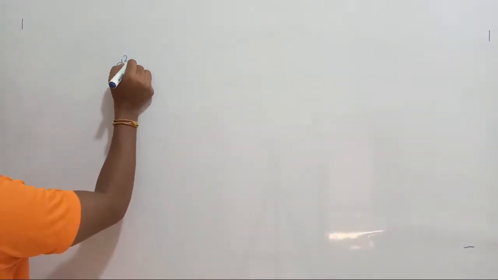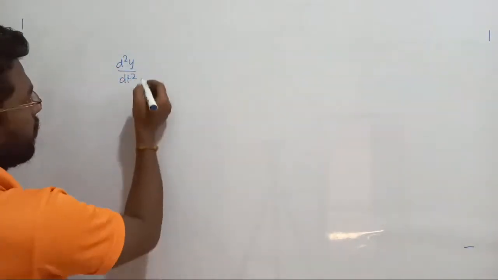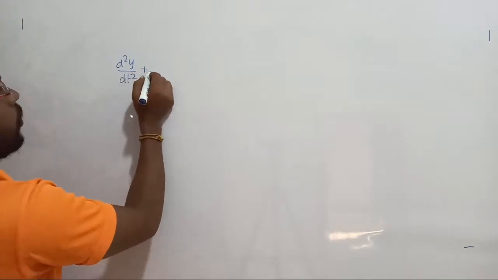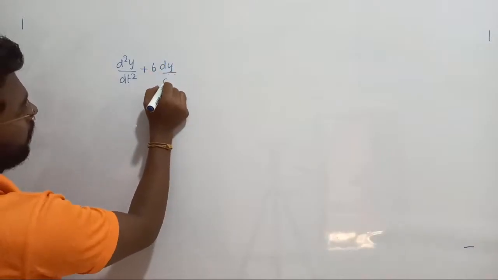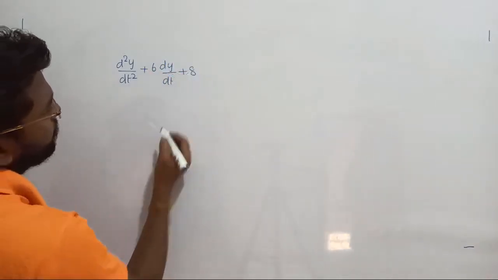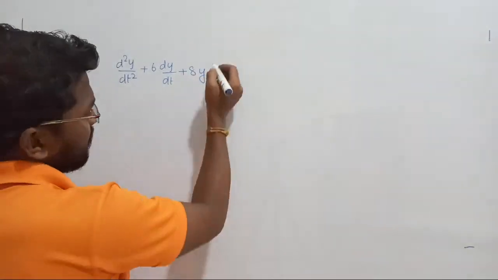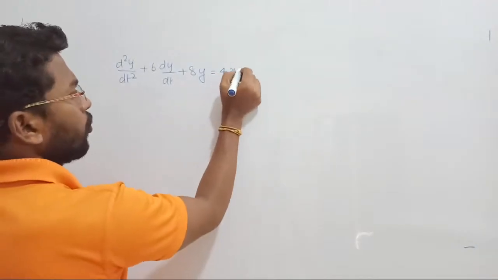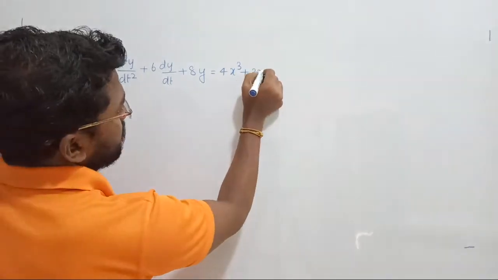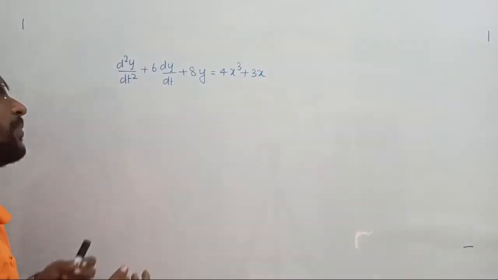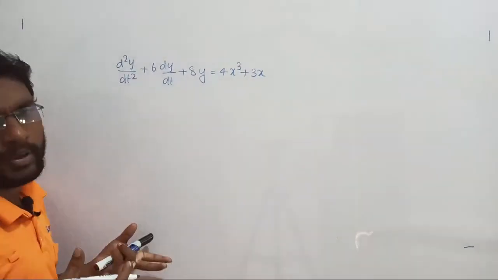Let us consider d square y upon dt square, let me consider some other variable. What shall we consider? 6 into dy by dt plus 8 times of y equal to, let us consider 4 into x cube. Is it correct? Okay. Plus let me consider 3 times of x. Okay, let's make it a little complicated. Actually there is no complexity, but by looking at the question it might look like that, right?